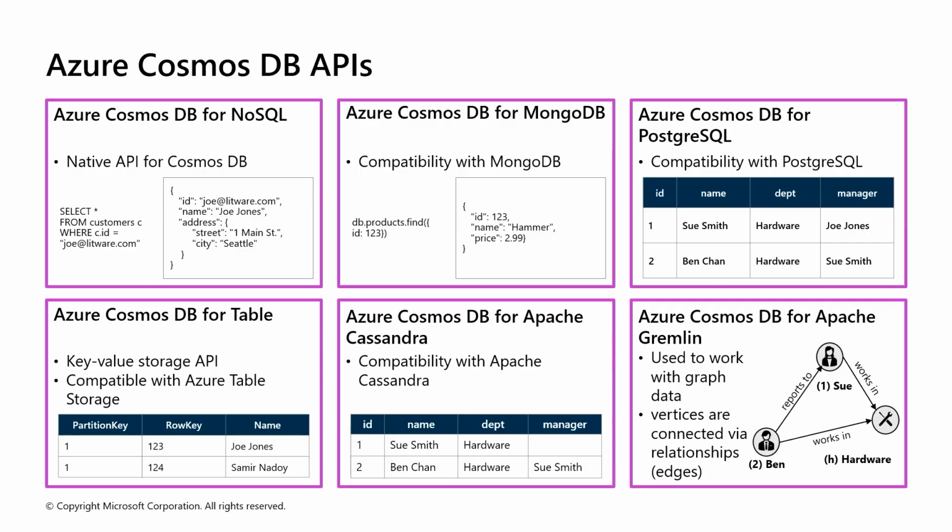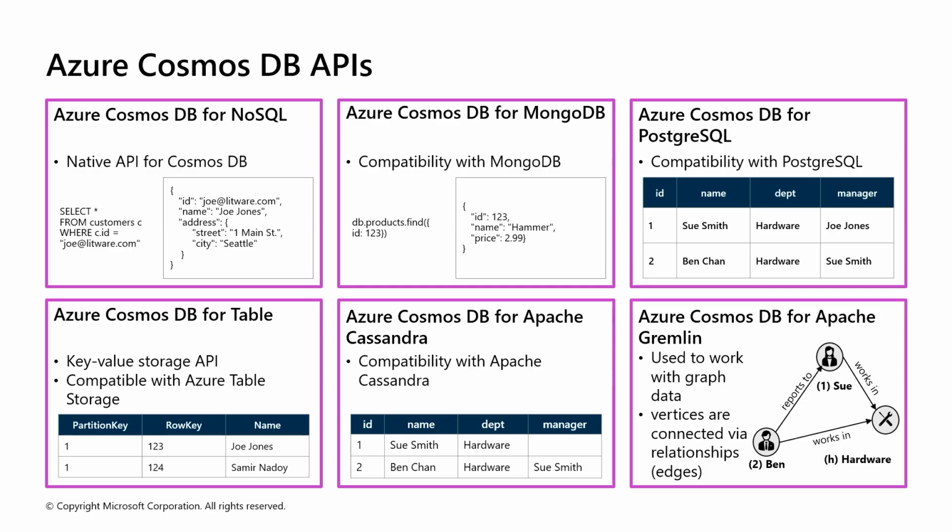Azure Cosmos DB for Apache Cassandra. The Cassandra API is compatible with Apache Cassandra, which is a popular open source database that uses column family storage structure. Column families are tables similar to those in a relational database, with the exception that it is not mandatory for every row to have the same columns.